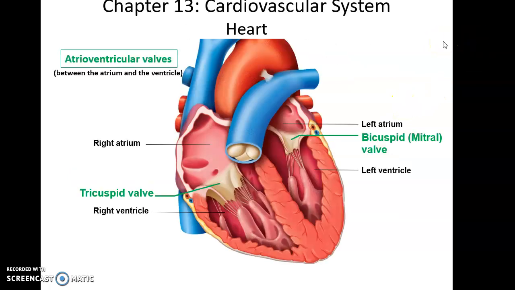All right, there are 4 valves within the heart. There are 2 called atrioventricular valves. Atrioventricular because they lie between the atrium and the ventricle. On the right side, we have the tricuspid valve. Tricuspid because it has 3 little leaflets or cusps, as it were. And then on the left side, you have the bicuspid valve, also known as the mitral valve. The bicuspid valve has 2 little leaflets or cusps.